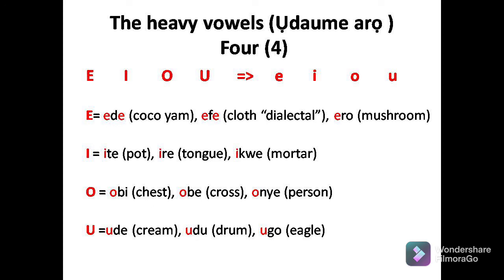We have obi. Obi is chest. We have obe. Obe is cross. We have onye. Onye is person. For the letter U, you can find it in words like ude. Ude means cream. You have udu. Udu is drum. And you have ugo. Ugo is an eagle. These are the heavy vowels in Igbo language.